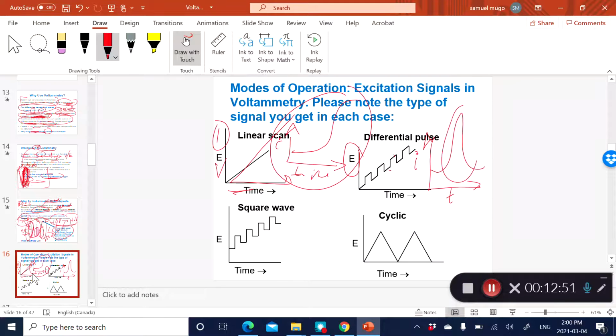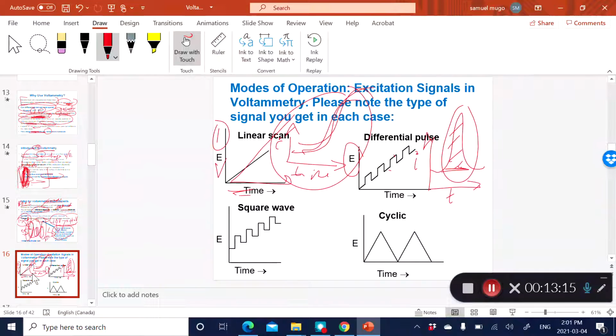So it's actually a peak that you get with differential pulse photometry. So that's the signal profile that you get. And I'm going to explain later why that's very important, because it's a lot easier to integrate peaks compared to this kind of sigmoid signal profile that you get with the linear scan.